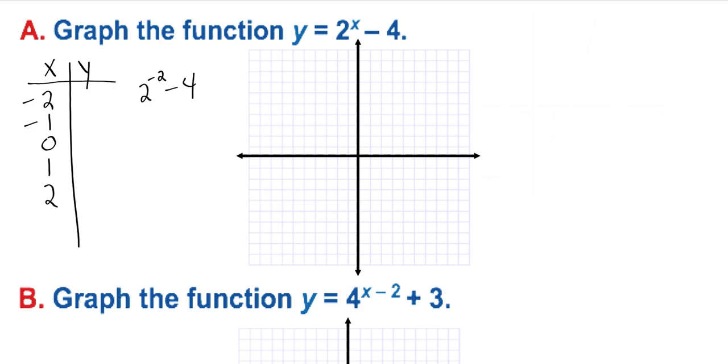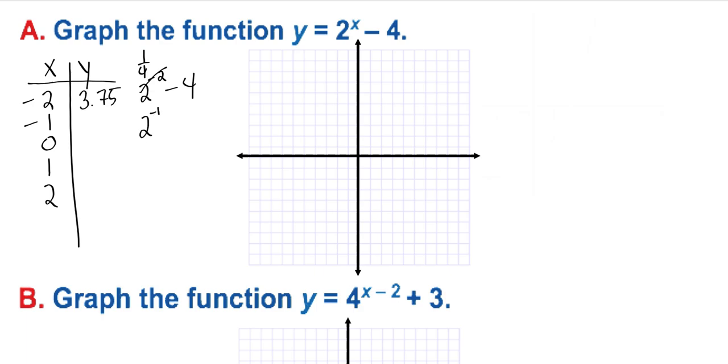Minus 4. So 2 to the negative 2, remember that's going to flip it and square it. That'd be 1/4. 1/4 minus 4, so that's going to be negative 3 3/4. And we'll just use decimals here for the sake of ease, so we don't have to worry about common denominators.